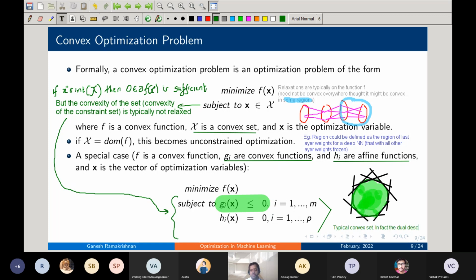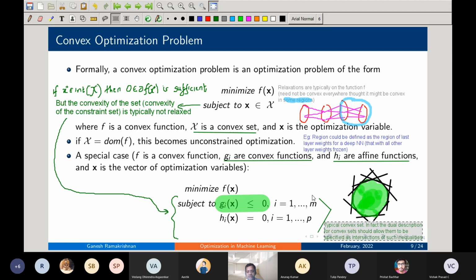The dual description for convex sets allows them to be specified as intersections of such inequalities. We have seen this duality come up earlier. Now the dual description of sets is also being looked at here.